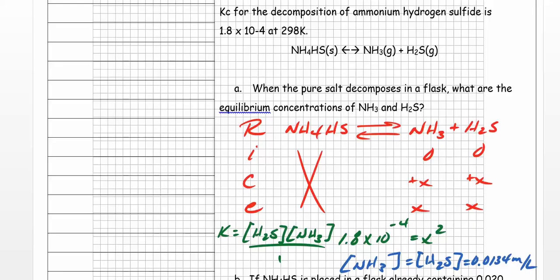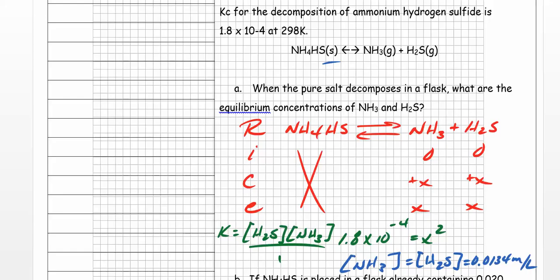So here's how the Rice table is going to happen. The reaction again is NH4HS in equilibrium with NH3 plus H2S. Now the initial concentration of the NH4HS doesn't enter into the Rice table at all because it's a solid, right? It's a solid, so we don't care how much solid there is, so we're just going to put an X there. But initially, there's no ammonia gas, nor is there H2S gas, so we're going to have a 0 here and a 0 here as well.